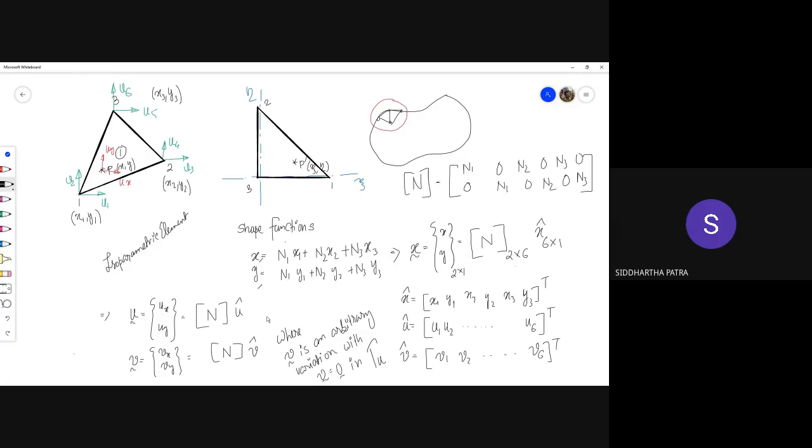Okay. So can you check what expression you are getting for ux and uy with this multiplication?